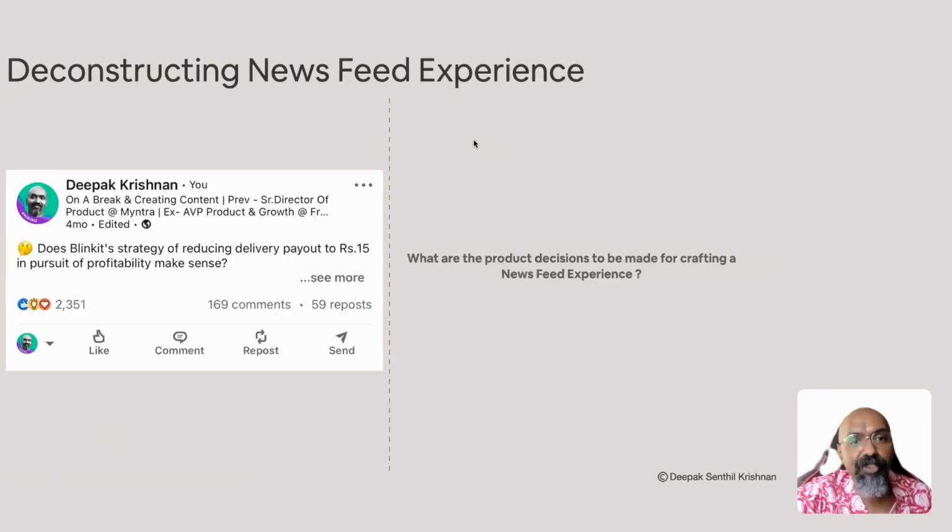Now, let's go one level deeper and pick one particular component, just the newsfeed experience, and ask ourselves, what are the product decisions that can be made for crafting a newsfeed experience? Again, opening the floor to the audience, 15 seconds. What kind of questions do you think you should ask here?